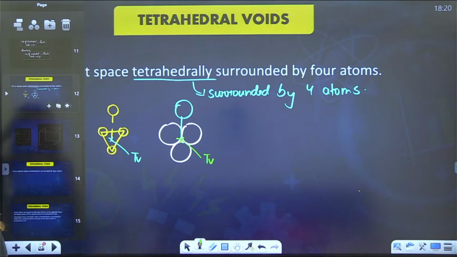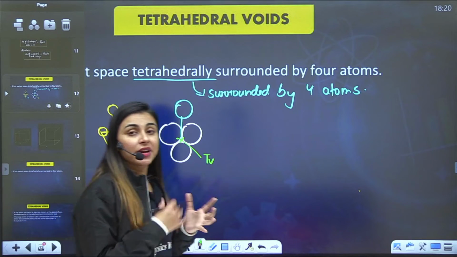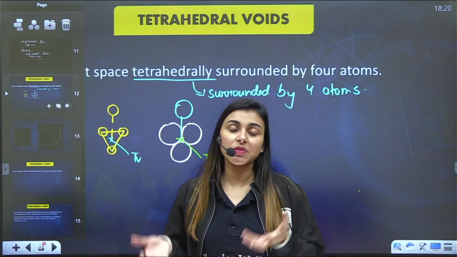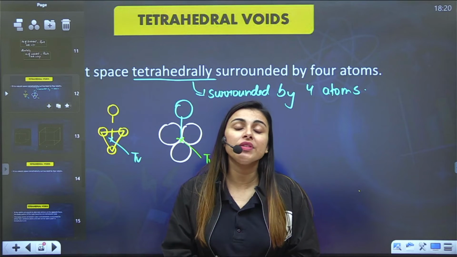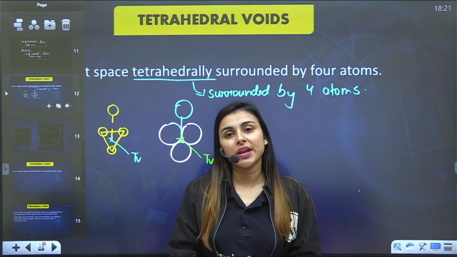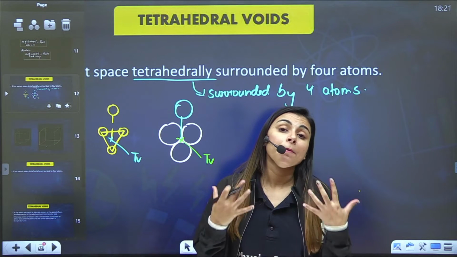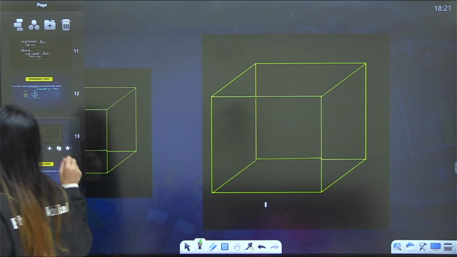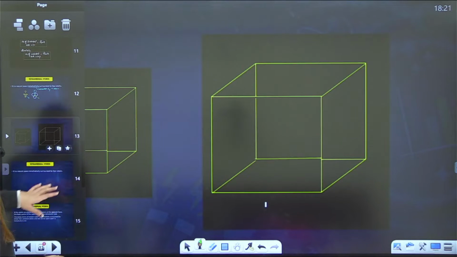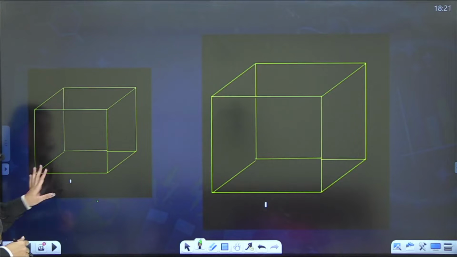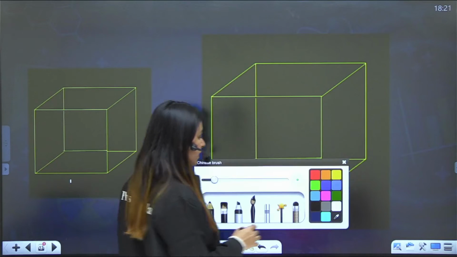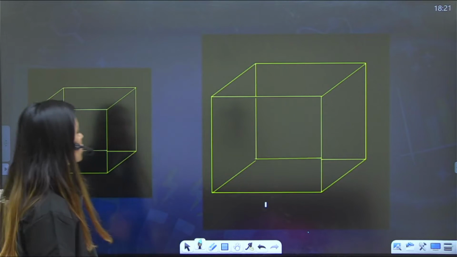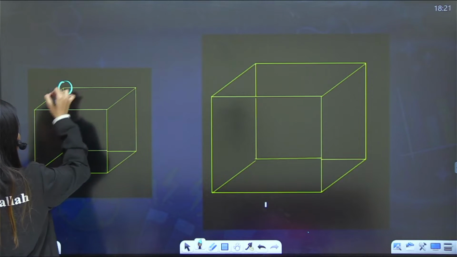Now again, I told you that a tetrahedral void will be present only in the FCC and HCP. We are discussing FCC now. Now we need to find out where the tetrahedral voids are actually present and how many are present. So for tetrahedral void, we need to understand a few things. We know that we have an FCC structure. So let's say I have drawn an FCC structure.